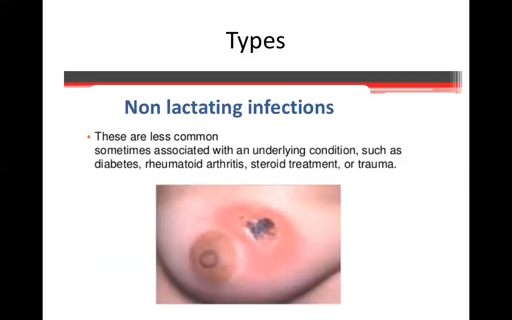The other type can be non-lactating. This variety is less common, and most of the time there are underlying associated conditions like diabetes, rheumatoid arthritis, or the patient can be taking steroids.